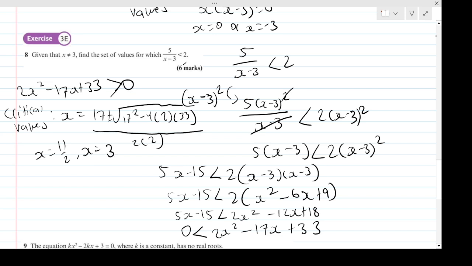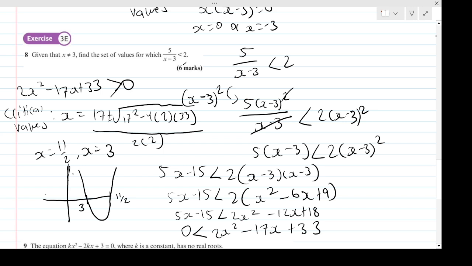So again, if we were to sketch the curve, let's sketch it here then. So 11 over 2, which is 5.5. So 3 is going to be first, and then 11 over 2 is going to be there. So then the curve is going to look a bit like this, right? And there we are. So that's 11 over 2, and that's 3. That's the x values.